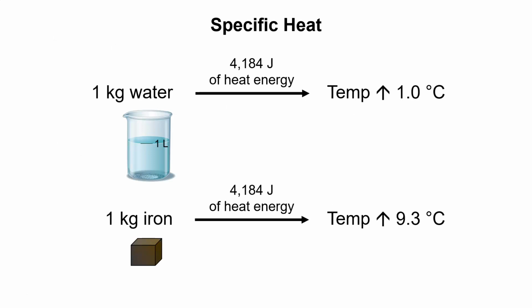So just as an example, if I had 1 kilogram of water and 1 kilogram of iron, and I added 4,184 joules of heat, a number that I picked, whatever, but I added the same amount of heat. So like I put them on the stove, and I turned up the burner, and I added exactly 4,184 joules of heat. The temperature of water would have only gone up 1 degree Celsius, but the temperature of iron would have gone up 9.3 degrees Celsius. So I added the same amount of energy to it, but the temperatures varied on how much they moved. That's the measure of specific heat.